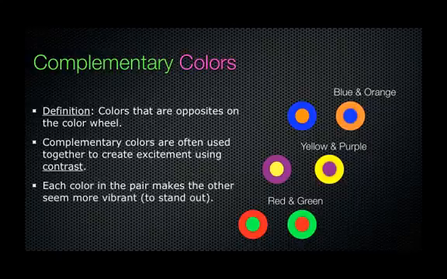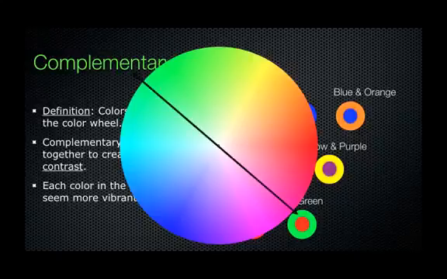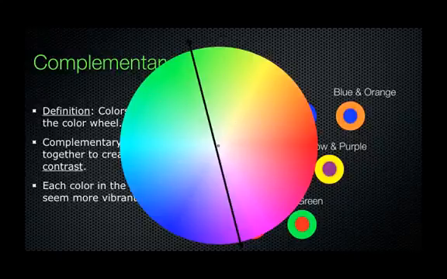So each color in a pair, as we see here, makes the other one stand out more, become more vibrant. So if I were to use, let's say for example, red writing on a green background, that writing's really going to pop out. Complementary colors can be used to create a feeling of excitement, something dynamic, to create contrast. So here we have our color wheel. Finding a complementary color is pretty easy. Just go from one end to the other, find some colors that work together.